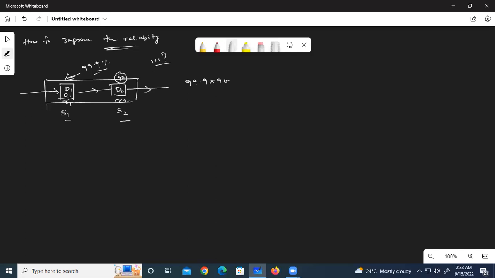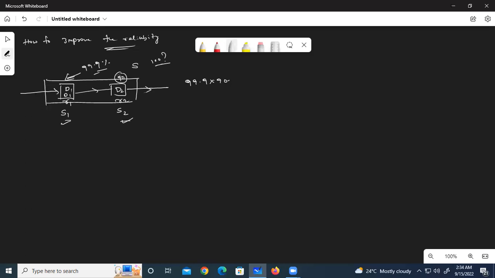So, nothing but to increase the reliability of a system: in stage 1, how many devices do you have to connect? Again, in stage 2, how many devices do you have to connect? That is what you have to identify.